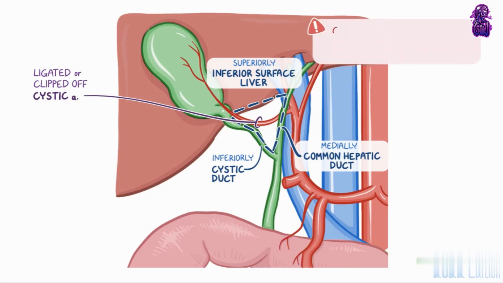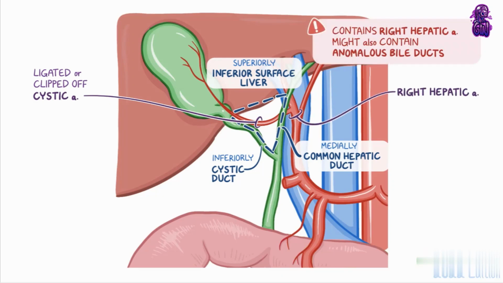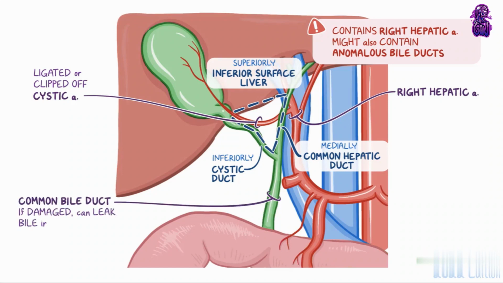The triangle also contains the right hepatic artery and might contain anomalous bile ducts. Because of this, ligation of the cystic artery should only happen once the boundaries of Calot triangle have been identified and the structures passing through it have been dissected and identified. During cholecystectomy, the common bile duct can be damaged, which can lead to leakage of bile into the abdomen and consequent peritonitis. The surgical instruments used to remove the gallbladder can also injure other structures, like the intestine and surrounding blood vessels.